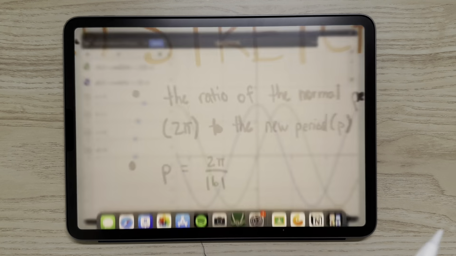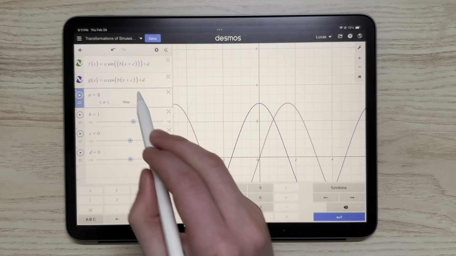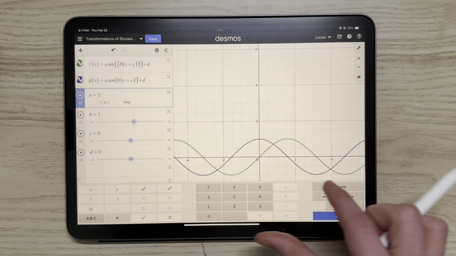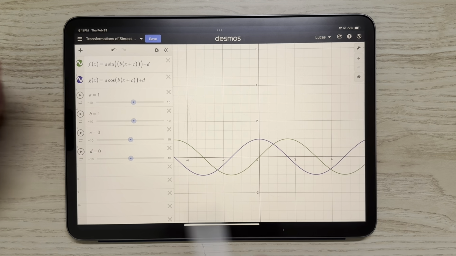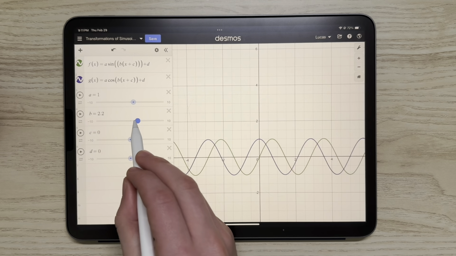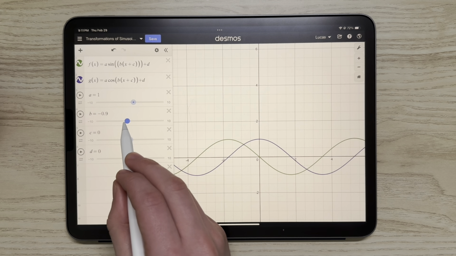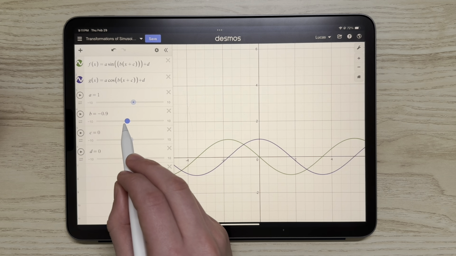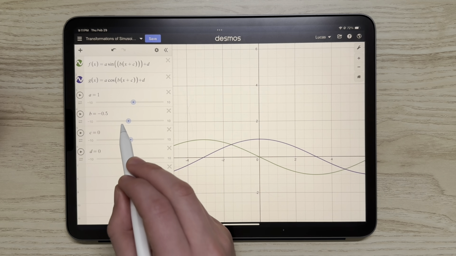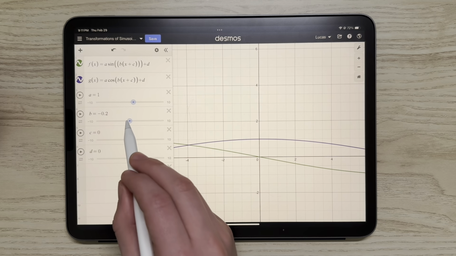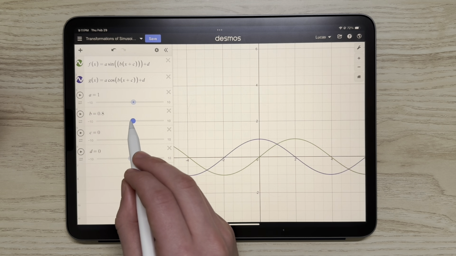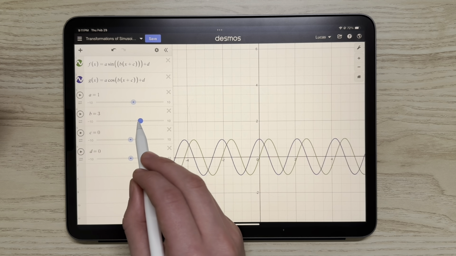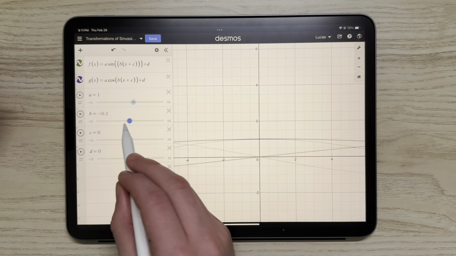And so I'm going to pull up Desmos again. Let's make the amplitude normal. And if we were to change b, you can see that the function stretches out as we get less than 1, or as we get within -1 and 1. And as we get greater than 1 or less than -1, it compresses.